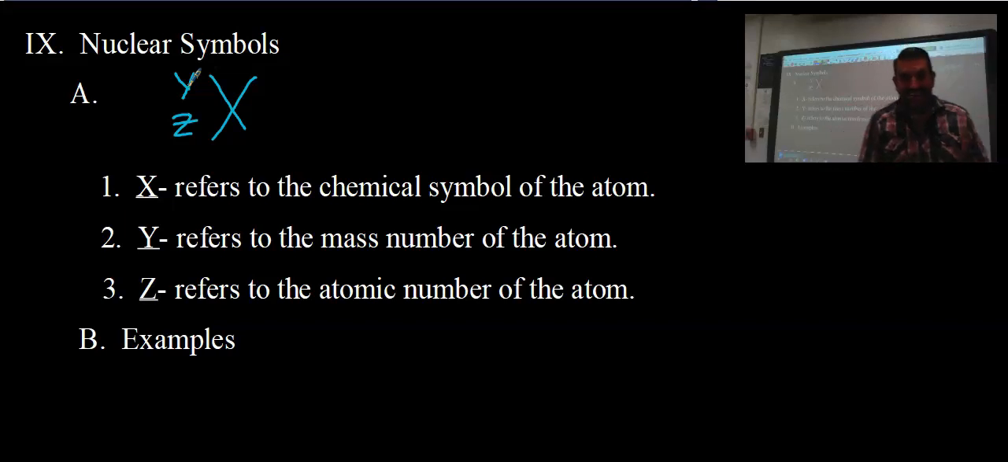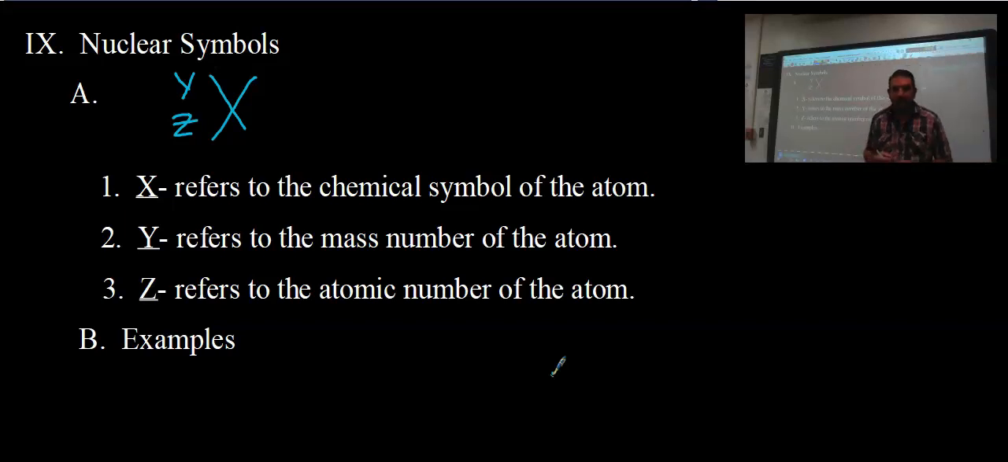So we'll start with X. That refers to the chemical symbol of the atom. That comes from the periodic table. The top number, Y, is the mass number. And remember, go back and review. Mass number is the number of things in an atom that have mass, simply the sum of the protons and neutrons. Where on the periodic table is mass number? Nowhere. So mass number needs to be given to you.